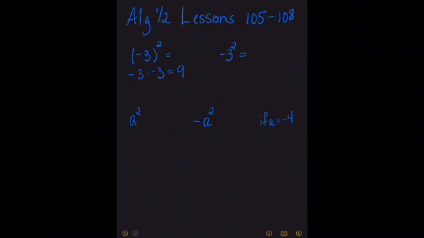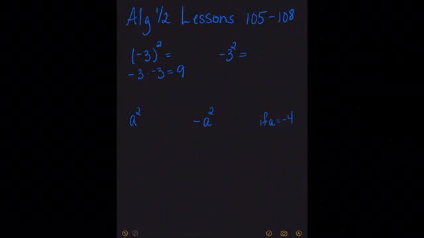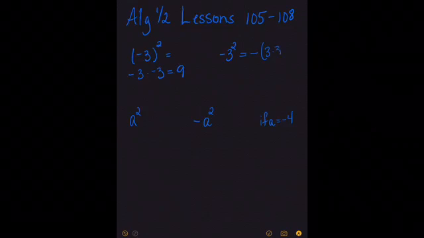Whereas on the next one, the negative sign is not included in the parentheses. So we would read that as the opposite of 3 squared. Well, 3 squared is 9. So if we wanted to write it out, we'd write it like this: the opposite of 3 times 3, or -9. Okay, so you see the importance of those parentheses.